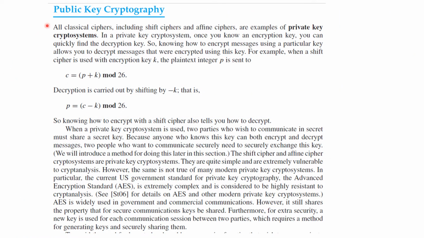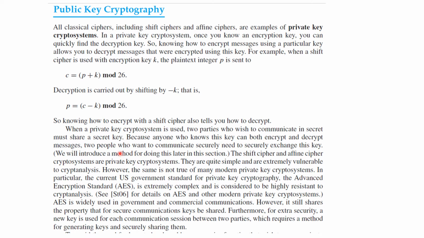Cryptography, I guess I should have said. Let's talk about public key cryptography. Now, all classical ciphers, including the shift and affine ciphers, and also the block ciphers that we're talking about, are examples of private key cryptosystems. In a private key cryptosystem, once you know an encryption key, you can quickly find the decryption key. So if you know how to encrypt using a particular key, it allows you to decrypt the message easily, and we've talked about that already.